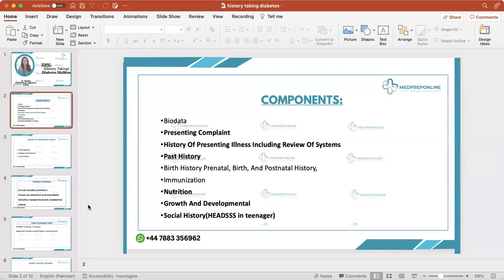Then, history of present illness. The history of present illness will obviously be a detailed review of all three presenting complaints, whatever is the current status of the child, and it will also include review of the other systems. So in MRCPCH, they have written that it has to be a focused history.